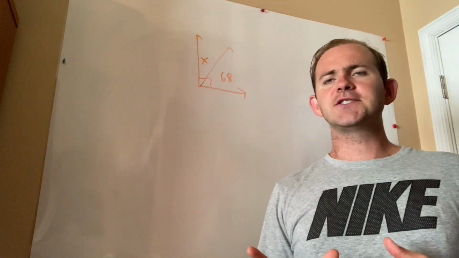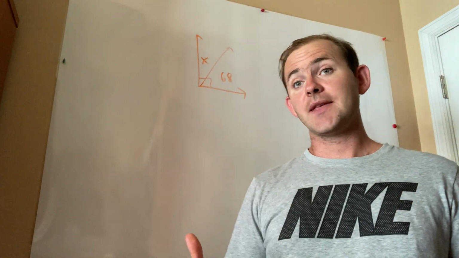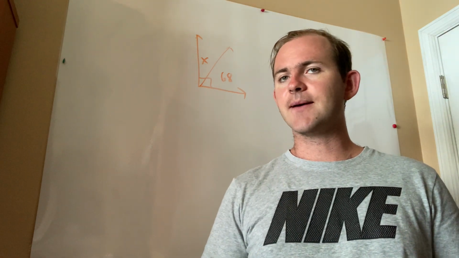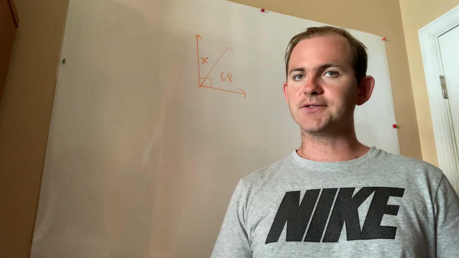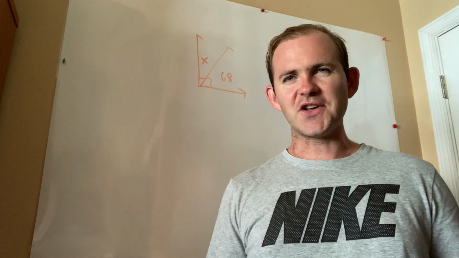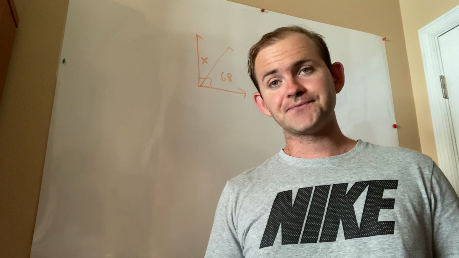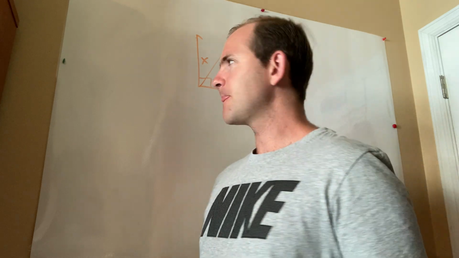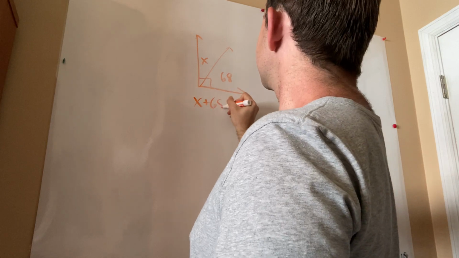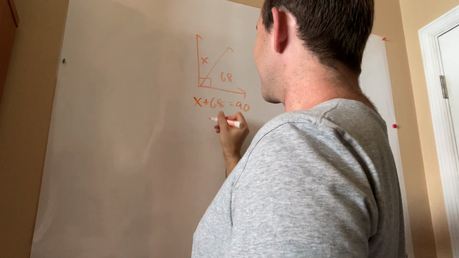So the first thing you want to do is identify your angle type. In this case, we have complementary angles. Let me say that again. In this case, we have complementary angles. Now, the second thing we should do is think about what we know about those. Well, we know complementary means that they sum to 90. So what that means is that these two together, x plus 68 equals 90.